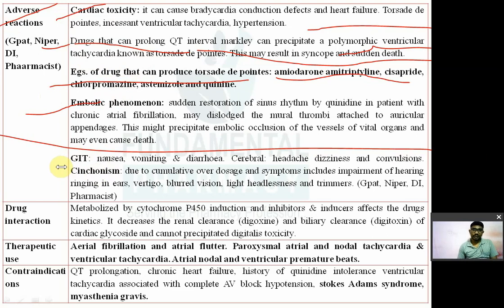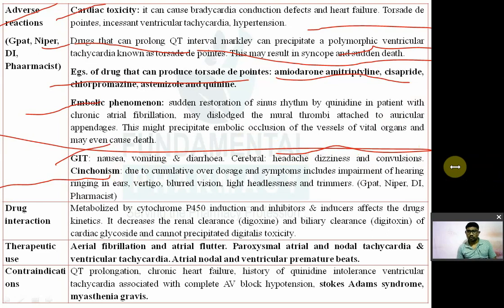In the GIT, what will it do? Nausea, vomiting, diarrhea. In the cerebrum, due to hypotension, it will cause headache, dizziness and convulsion. What is cinchonism? It is due to cumulative effect. As more amount goes into the body, it will cause cinchonism. Okay, quinine and chloroquine also cause cinchonism. Quinine, quinidine, everything causes cinchonism.